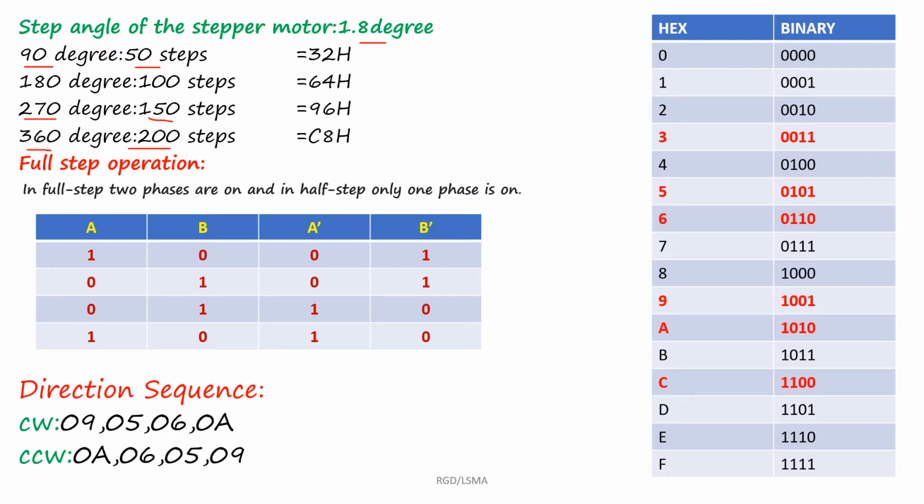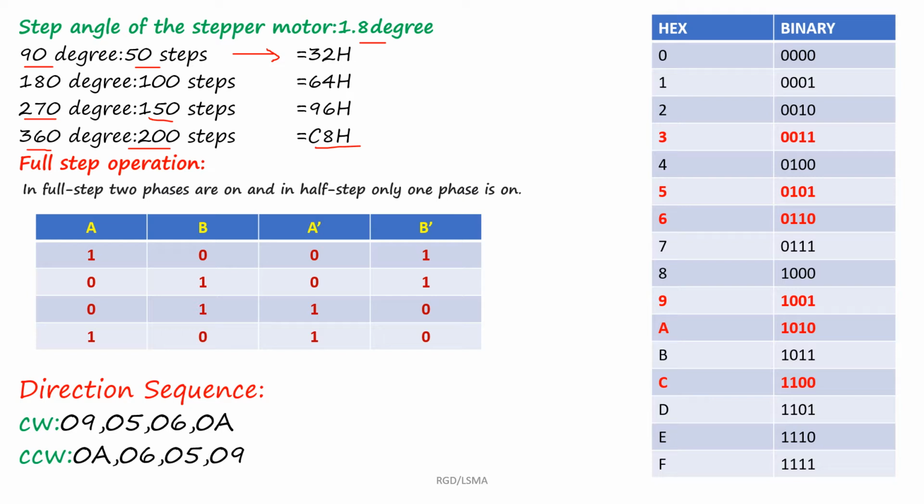For each and every case, we need to find out the hexa equivalent. For 50 steps, the hexa equivalent is 32H. Similarly for 100, 150, 200, we have hexa data of 64H, 96H and C8H. If we give this data into the program, the motor will stop at the particular angle.